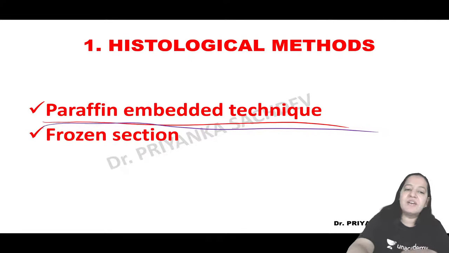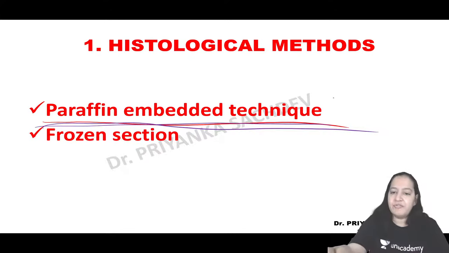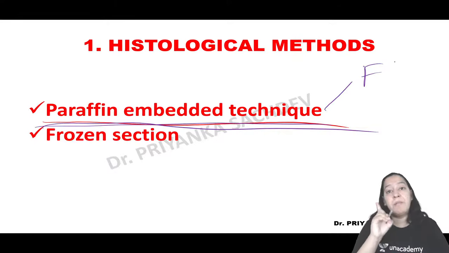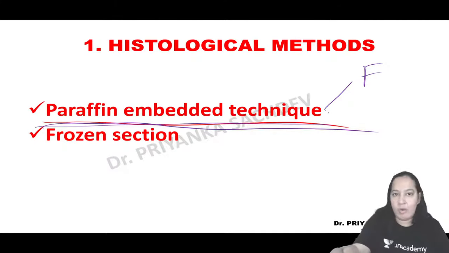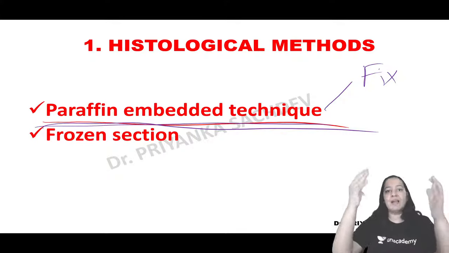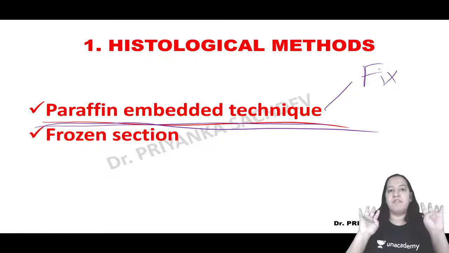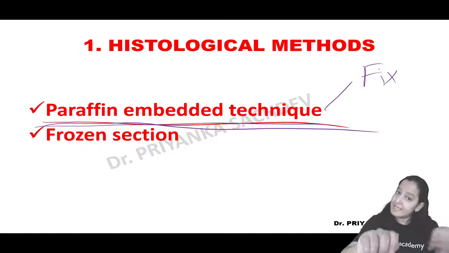So we are done with the first technique, the paraffin embedded technique. First you are fixing it. For fixation, we need 10% buffered formalin. Fixation is done for 24 hours. So the first step is fixation. From the OT, you will put it in a vessel containing 10% buffered formalin. Fill three-fourths of the vessel with 10% buffered formalin and fix it for 24 hours. Send it to the laboratory.